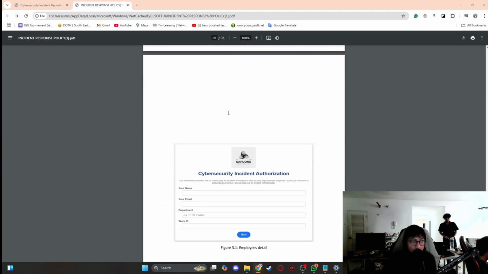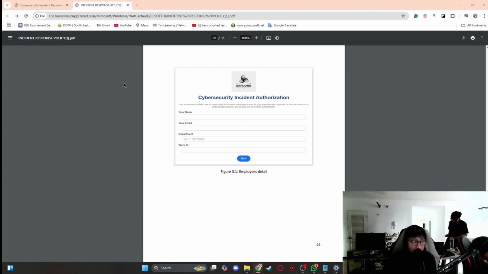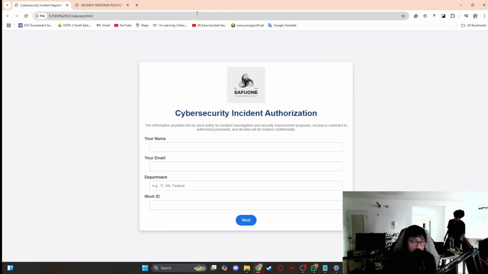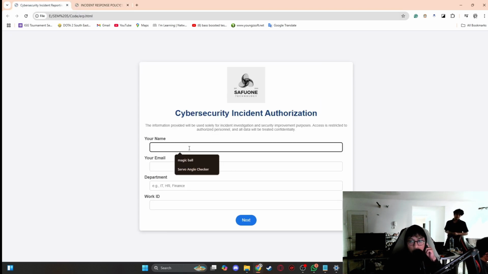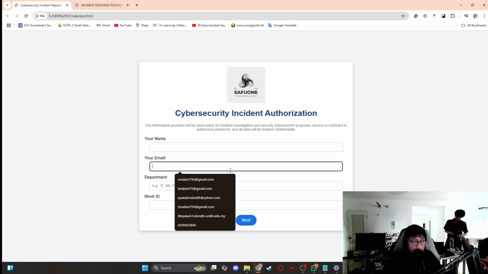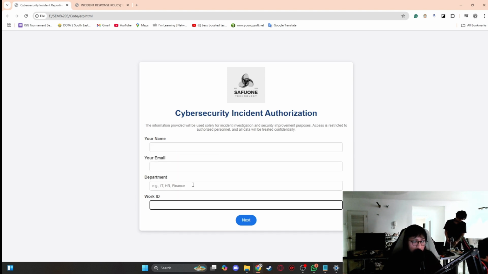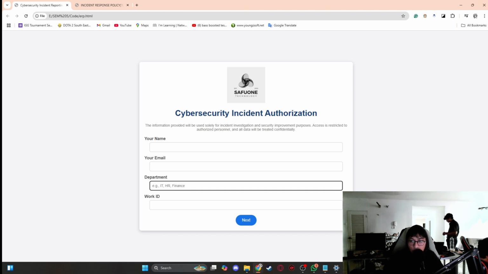So at the first front page, it starts with authorization. So here we go. This is the full form. You can type in your name, your email, your department, and your work ID. So the first page ensures proper authorization. Users provide essential details such as the name, email, work ID, and department. If a department isn't listed, since you have to type your department, you can just type it even though your department isn't listed here.